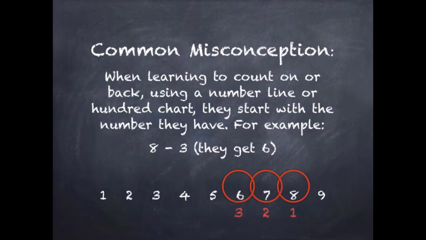A common misconception in this phase is when children are learning to count on or count back using a number line or a hundreds chart, they might start with the number they have. For example, if you have 8 minus 3 and they start with the 8 and they need to take away 3, they start counting the 3 on the 8 and not on the 7. So they'll go 1, 2, 3, and then they get 6. So they're always 1 off. Whenever your child is using a 100 chart or a number line, and you notice that they're always kind of 1 off, that's why. They haven't really figured out how to count on and back.